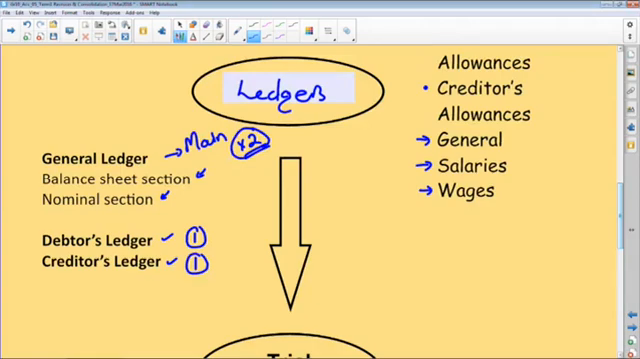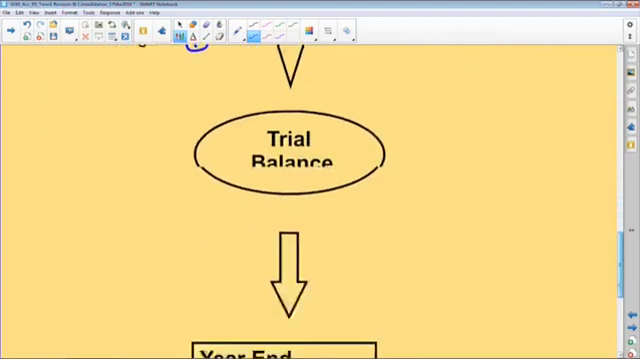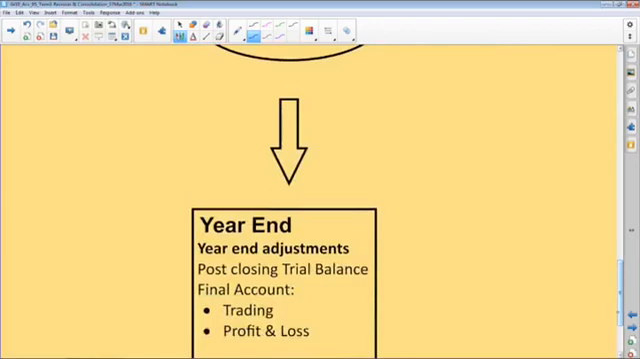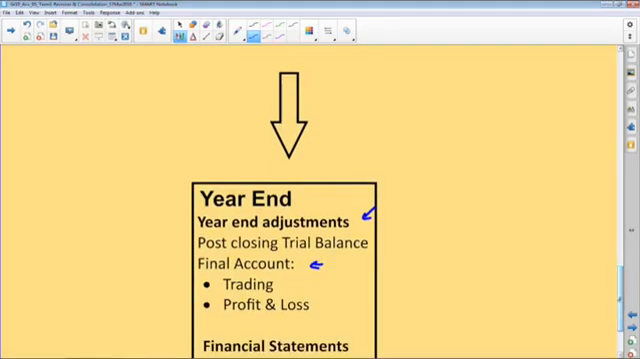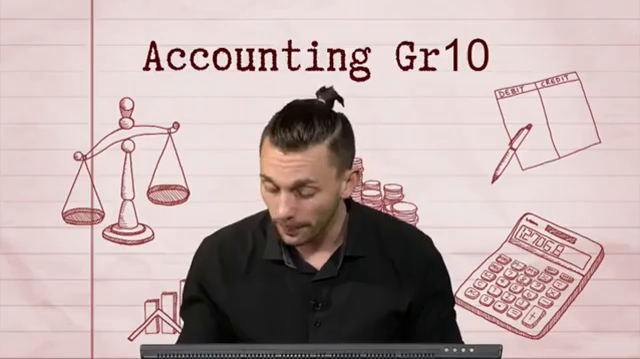And what happens after the ledgers? We said we need to do a trial balance to check that everything is fine and correct. And then lastly, what we'll do in term 3. Term 3 will be about your year-end adjustments to compile your final accounts, end of term 2, and then we'll look at the statements in the end, your income statement and your balance sheet. And those are very important for your accounting progress from 10 to 11 to 12.